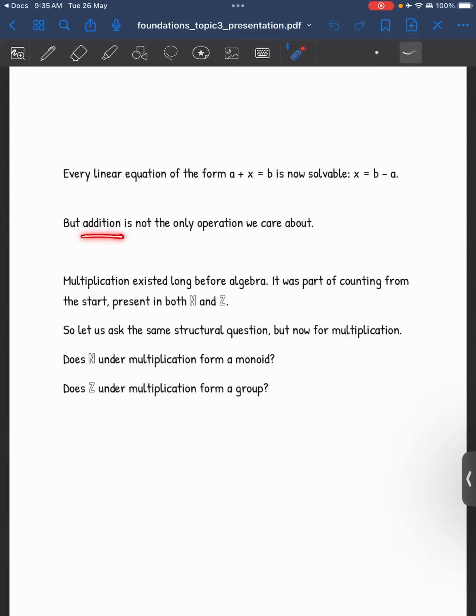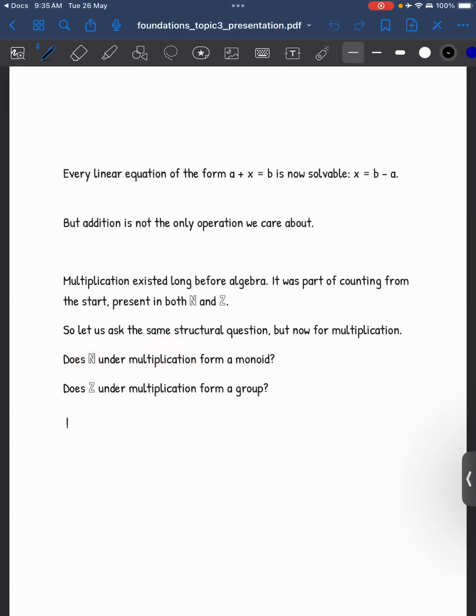But addition is not the only operation we care about. Multiplication existed long before algebra. It was part of counting from the very start, present in both natural numbers and integers. So let us ask the same structural question, but now for multiplication. Do natural numbers under multiplication form a monoid? So let's try to answer this.